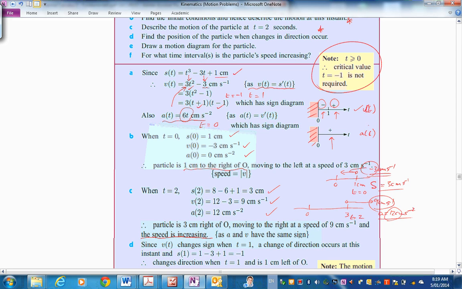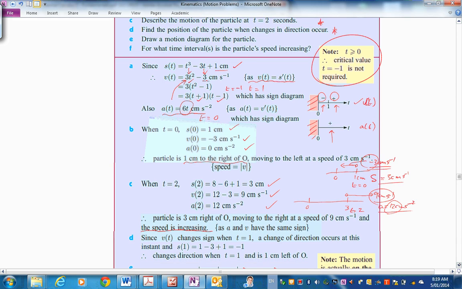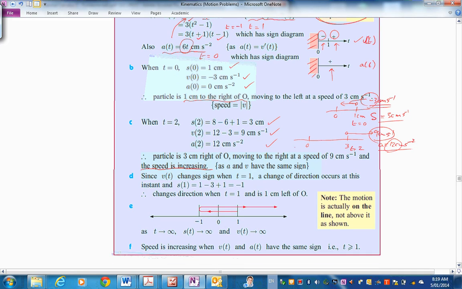Okay, let's go down and keep going. Find the position of the particle when changes in direction occur. Changes in direction is when the velocity is 0. You've got to find when v of t is 0. So that was at t is 1 and t is -1. Can't have negative time, so it's only t is 1. So it stops at t is 1, and you could draw a sign diagram.